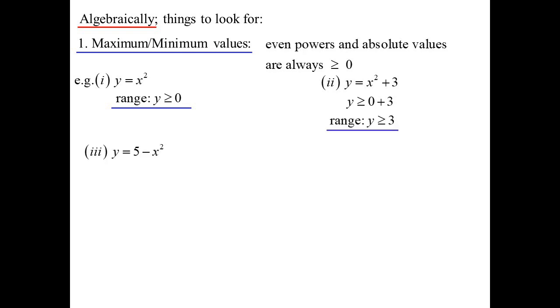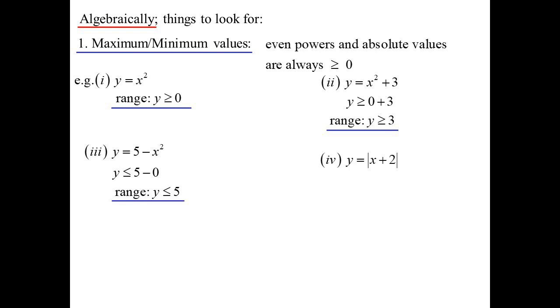5 minus x squared. Here's where we've got to be careful because of the negative. If the smallest x squared can be is 0, then when I make it negative, it's like turning it upside down. Now we're talking about the biggest it could be would be 0. So the biggest it could be was 0, so therefore the biggest y could be would be 5 minus 0, which is of course 5.